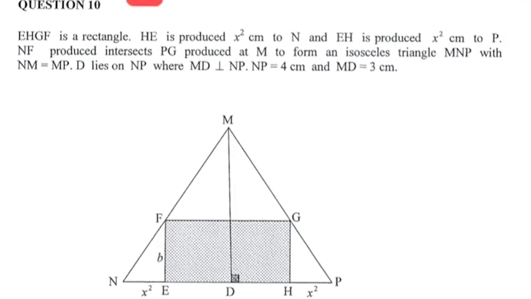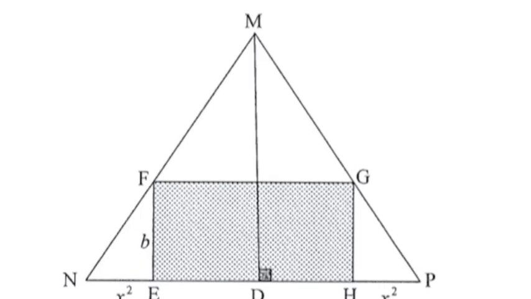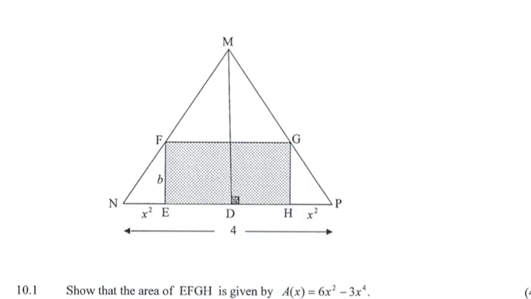Now the question further says NF produced intersects PG produced at M to form an isosceles triangle MNP, where NM is equal to MP. So NF is produced to M, and PG on the right-hand side is also produced to M, to such an extent that NM is equal to MP. So this is an isosceles triangle, NM equals MP.